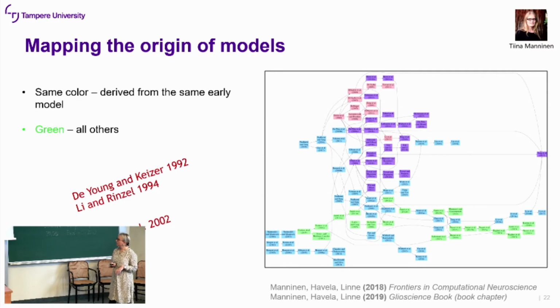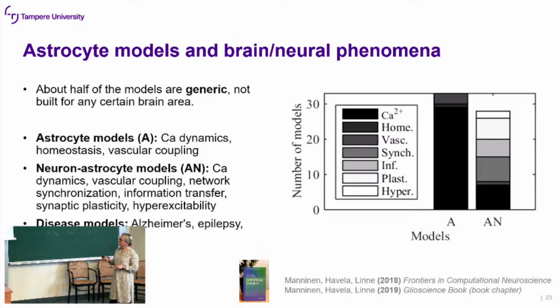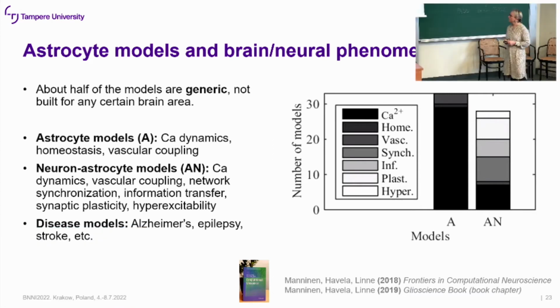What type of functions do these models typically describe? They try to, like I said, reproduce calcium dynamics, model homeostasis, vascular coupling, synchronization, information transfer in the brain, synaptic plasticity, hyperexcitability, for example in epilepsy, and then look at diseases. But with almost the same type of very generic model that actually stems from data done in oocytes. If you are interested in learning more about these models, we have this paper and then a book chapter, which is more educational.